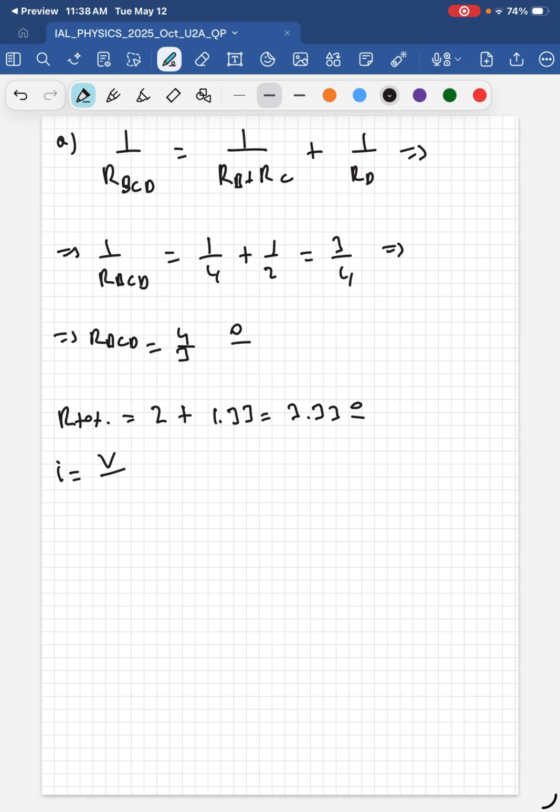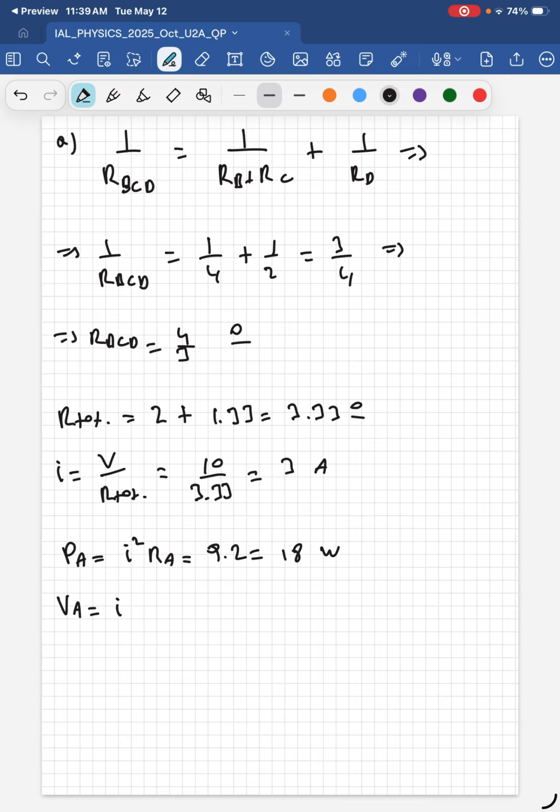So the current is voltage over R total. So 10 over 3.33. So 3 amps is the current in this circuit. So for A, the power across A is going to be I squared times R_A. So 9 times 2, so 18 watts. That's the easy one. Okay.